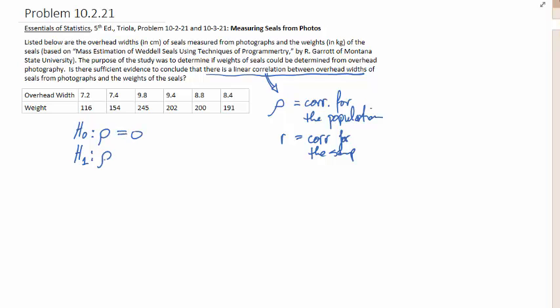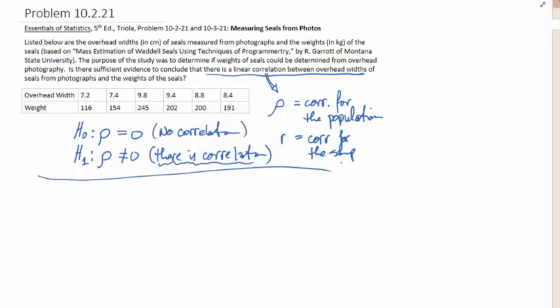Now, rho equals zero is the statement that says there is no correlation. And if your correlation coefficient is too close to zero, then that says there is no correlation. And so this is our claim. We're asking if there's correlation.